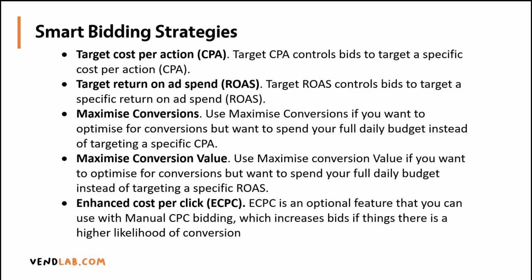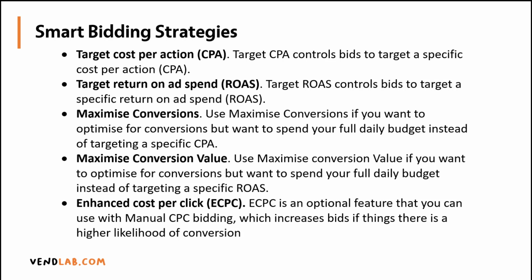Return on advertising spend. This is where Google will optimize the amount of return you get on your ad spend. So for example, if you say to Google, I want a return of 1,000%, it would spend £100 for every £1,000 worth of sales that you receive. Maximize conversions. This is where you want to get the most number of conversions for your money. Maximize conversion value. You can say, I want to get you the most conversion value for the bid. This will spend up your entire daily budget as opposed to specifying a specific return on advertising spend.